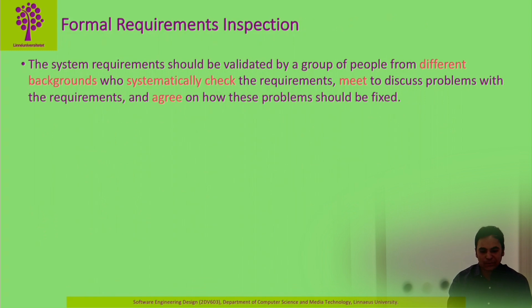In addition to checking against the standards, we should also inspect the requirements formally. By formally, I mean the inspection team, the people who will be part of this inspection, will formally meet, and they will discuss the problems, and then they will agree on a set of resolutions, and that's why it's called a systematic check.